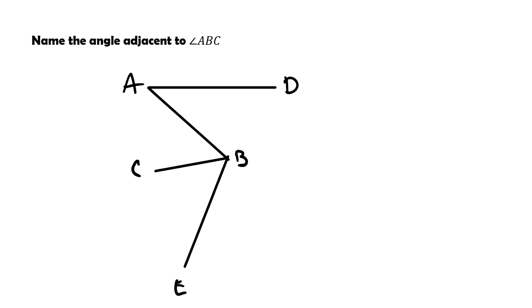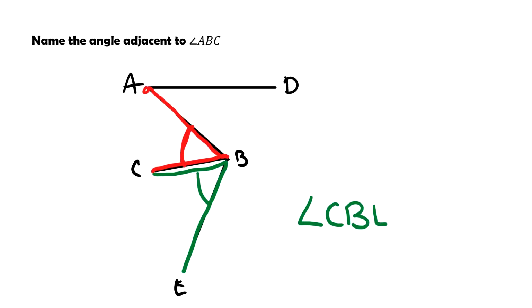So below we have a few angles. We need to name the angle adjacent to angle ABC. So to begin with, we should find where angle ABC is. So I'm going from A, I'm going to B, and then I'm going out to C. So I'm looking at this angle, and we need to find the angle adjacent to that. So the angle next to that would be CBE. So our adjacent angle is angle CBE.